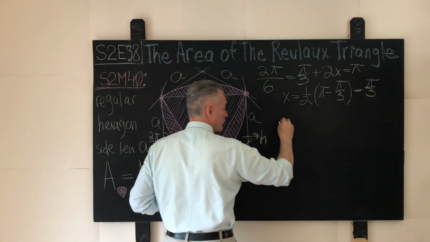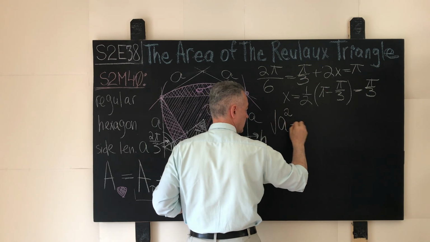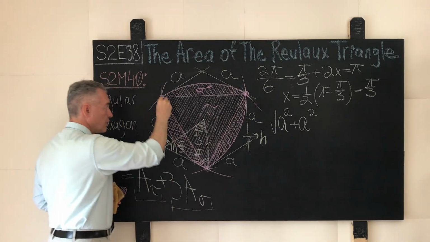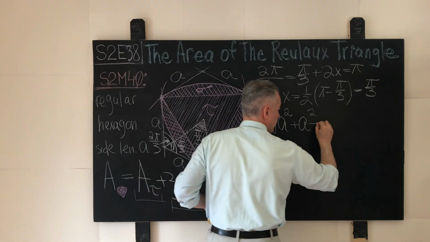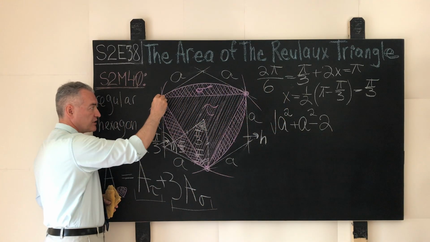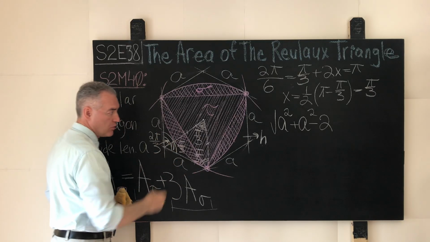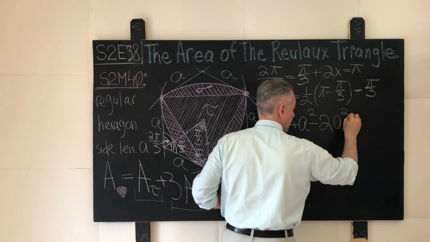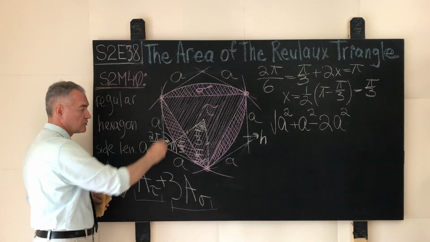Precisely, the length of this line segment will be what? The square root of a squared plus a squared. This is the square of one side plus the square of the other side, minus 2 times what? The product of the lengths of these sides. But these lengths are the same, a and a, so in both cases it will be minus 2a squared, times the cosine of the magnitude of the angle between them.